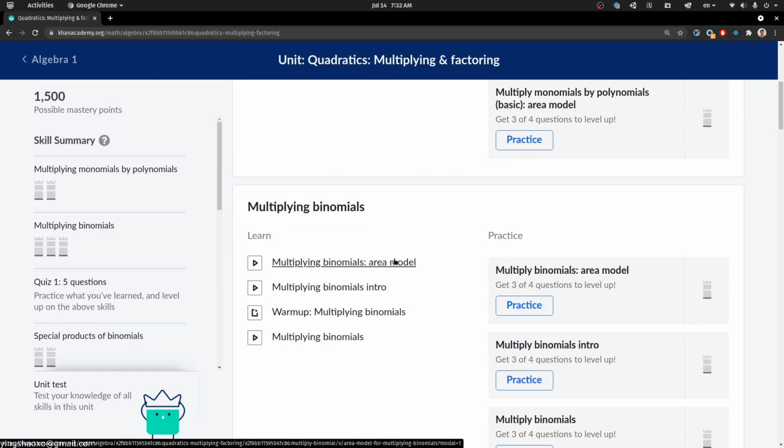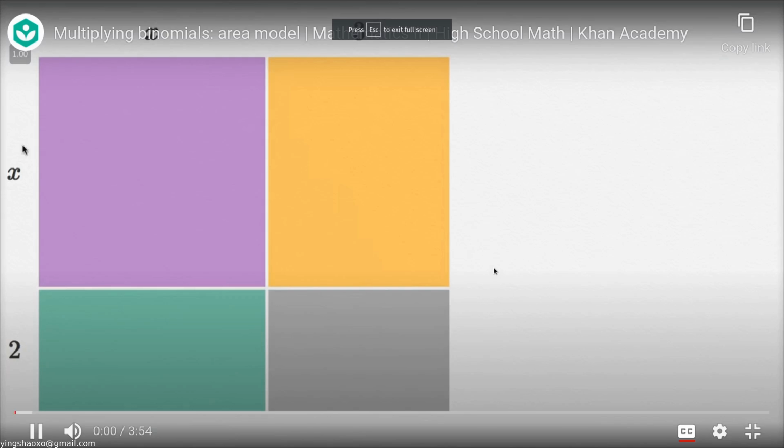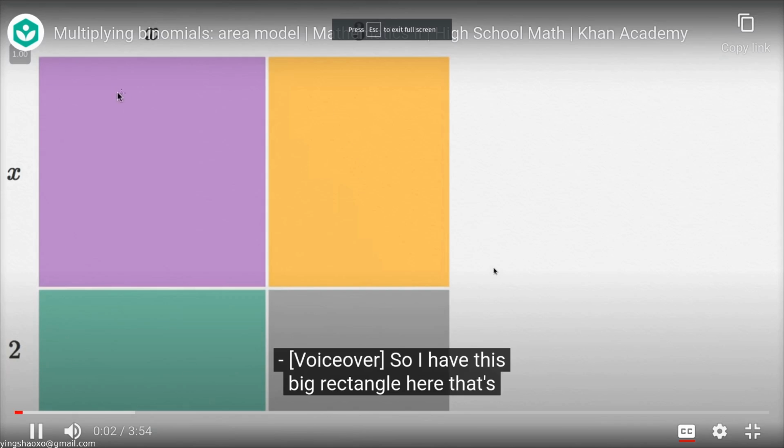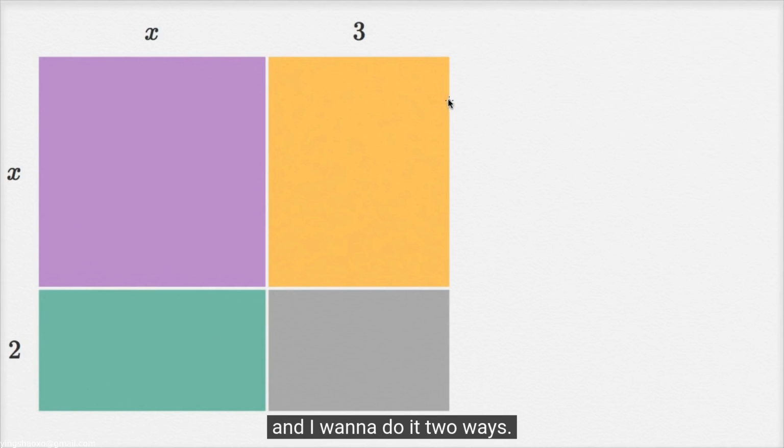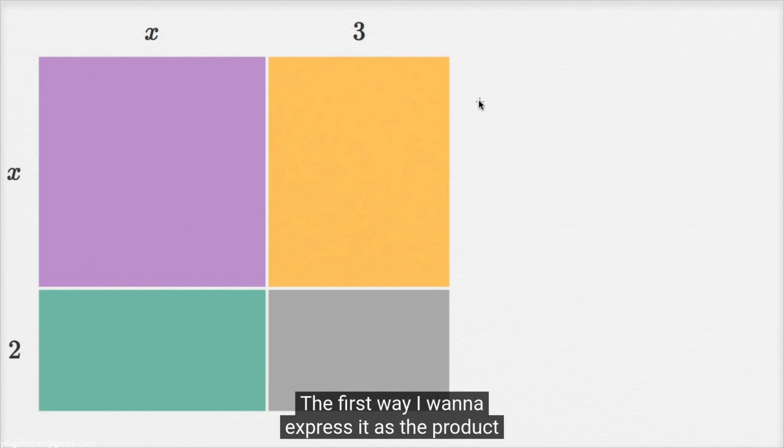Let's get into it. So I have this big rectangle here that's divided into 4 smaller rectangles. And what I want to do is express the area of this larger rectangle, and I want to do it 2 ways. The first way, I want to express it as the product of 2 binomials, and then I want to express it as a trinomial.